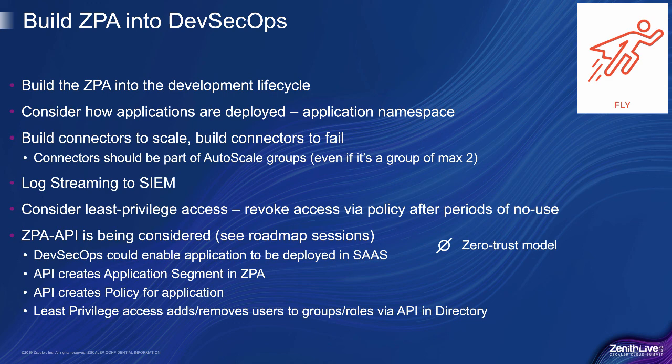Zscaler Private Access API is something we're working on. ZPA was built on API. API is a fundamental part of how we've developed the platform, how we deploy connectors, how we deploy the broker services. We're going to start to open that up. And then we're talking roadmap sessions here, but the API will enable you to create application segments programmatically, create policy programmatically, pull provisioning keys for new connectors programmatically. So we want to start to open up the API, and then you can build that into your DevSecOps processes after we release that functionality.